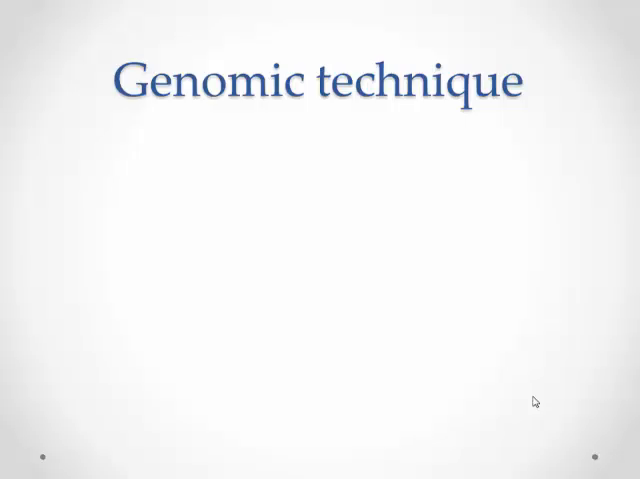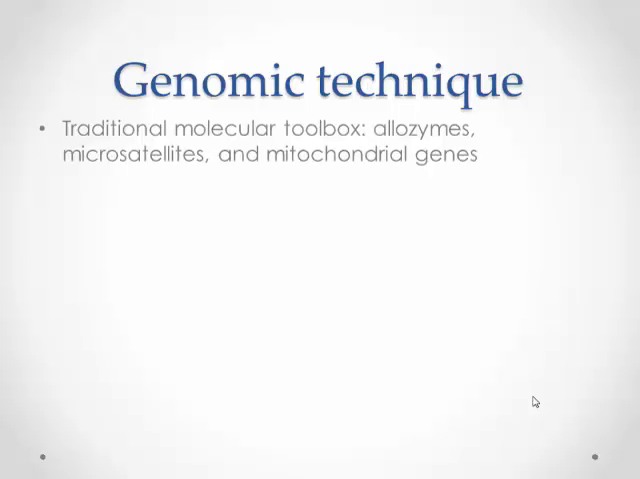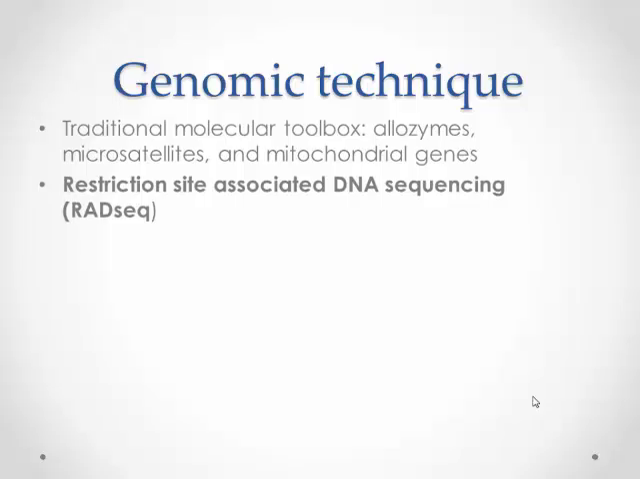So what do I mean when I say genomic technique? Traditional methods that looked at genetic characteristics are allozymes, microsatellites, mitochondrial genes, and they are what were available at the time, but have a limited story to tell. So here we employ RADseq, restriction site associated DNA sequencing. Don't get caught up in that. The gist is that it's a reduced representation library. So you take the whole genome, and it's commonly known as next-generation sequencing or a genome scan.